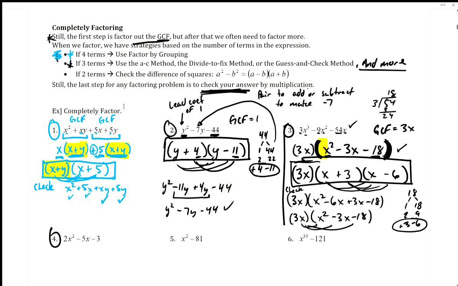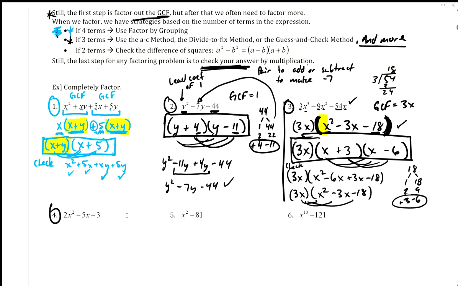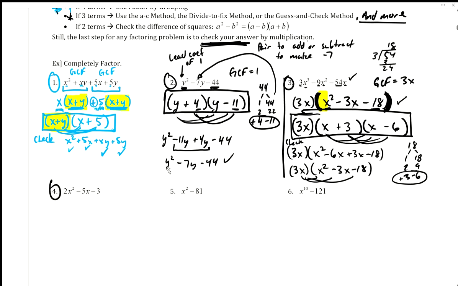Okay, so let's see number 4. It also has 3 terms. All right, however, it doesn't have a greatest common factor other than 1. So there's nothing in common in all 3 terms. So now again, we just move on to the next step. Well, because it has 3 terms, if it factors, again, it's going to factor to have binomials.